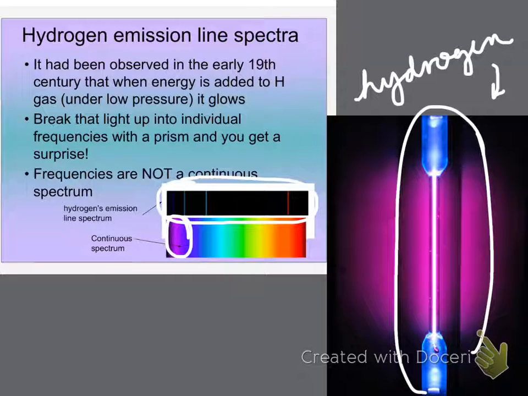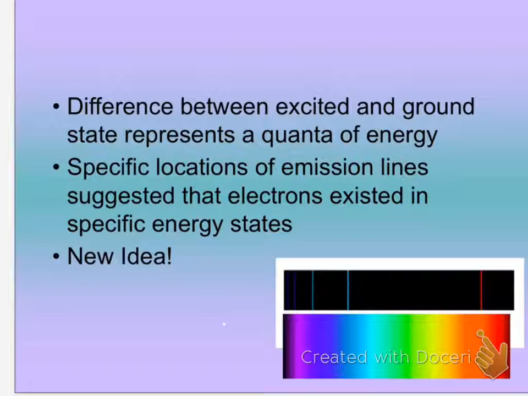Wait a second. So those frequencies weren't continuous. They were out at these sort of intervals. If the difference between the excited and ground states represented a quanta of energy, the specific locations of these emission lines suggested that electrons existed in very specific energy states. This led to a brand new idea.